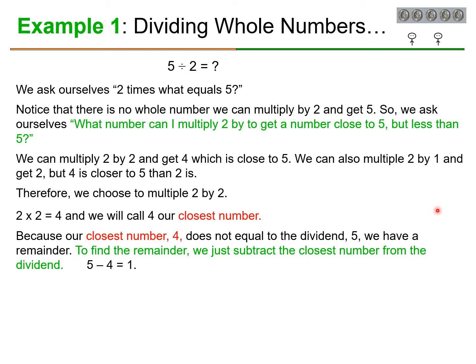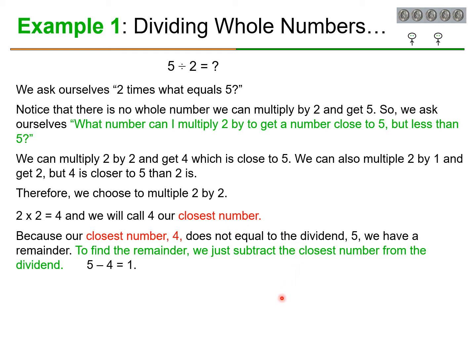We can multiply 2 by 2 and get 4, which is close to 5. We can also multiply 2 by 1 and get 2, but 4, which is 2 times 2, is closer to 5 than 2 is. And notice, 4 is not larger than 5. Had we multiplied 2 times 3 and got 6, then 6 would have been too large. We have to get a number close to 5, but less than 5. Therefore, we choose to multiply 2 by 2. 2 times 2 is 4. And let us call 4 our closest number to 5.